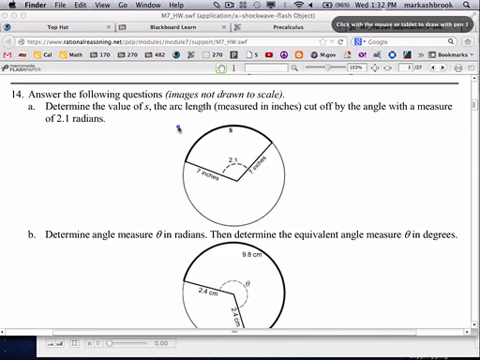Okay, hopefully that should have been easy. If this angle is 2.1 radians, what does that mean, 2.1 radians? So what's the bridge between these distances, arc lengths and radius, and these angles and radians? There's a really important bridge. What's the important bridge? Right, radius lengths. So what does 2.1 radians mean?